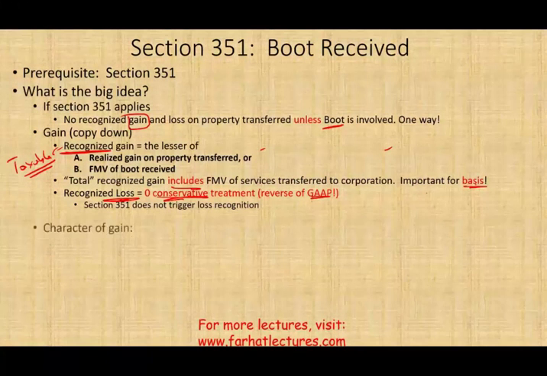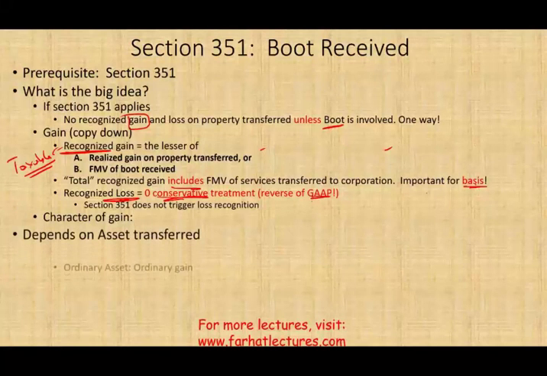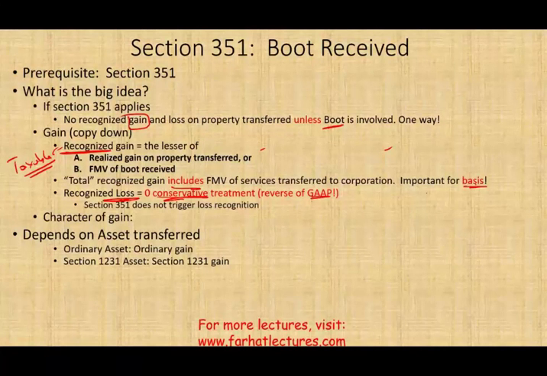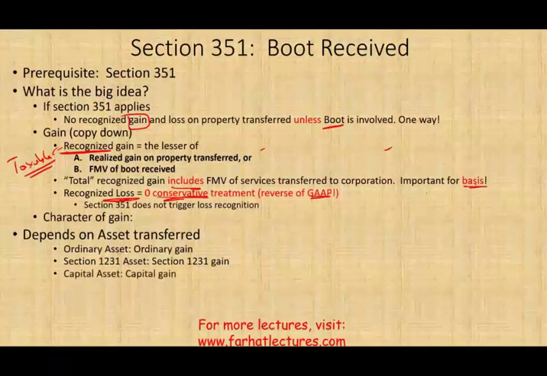Now, if you have a gain, what's the character of the gain? Well, the character of the gain depends on the asset that you are contributing. Sometimes it could be an ordinary gain, if you're contributing an ordinary asset like inventory. Sometimes it could be section 1231 gain, if it's a section 1231 asset, or it could be a capital gain if it's a capital asset. So the type of the asset will determine the type of the gain.